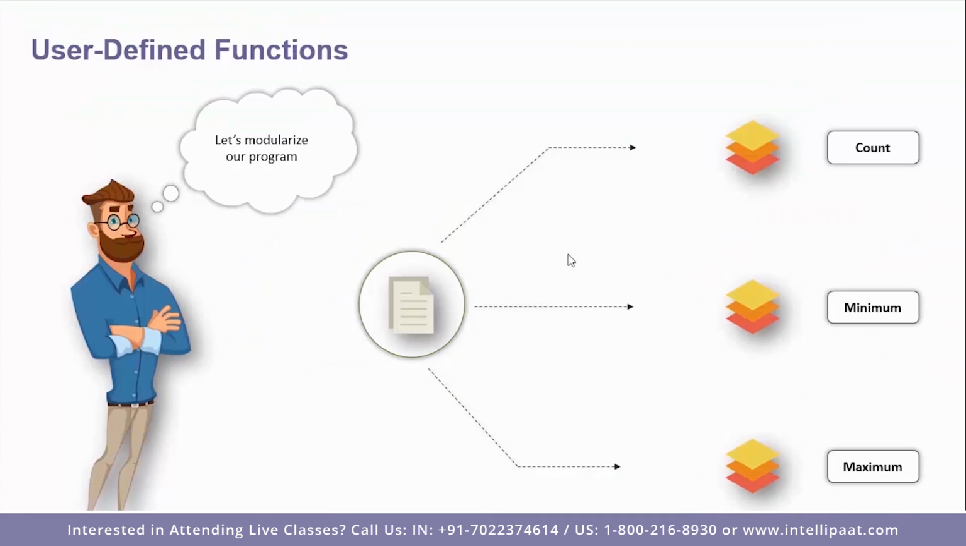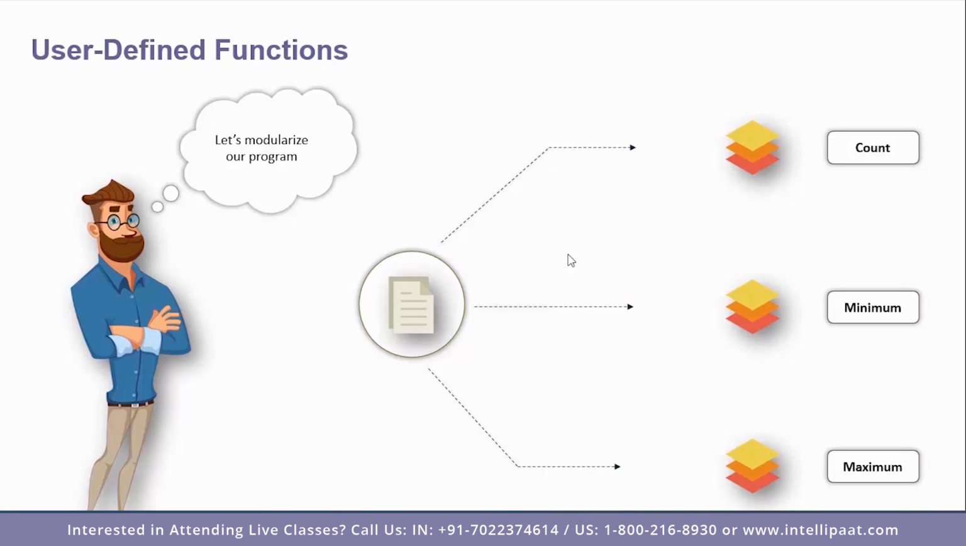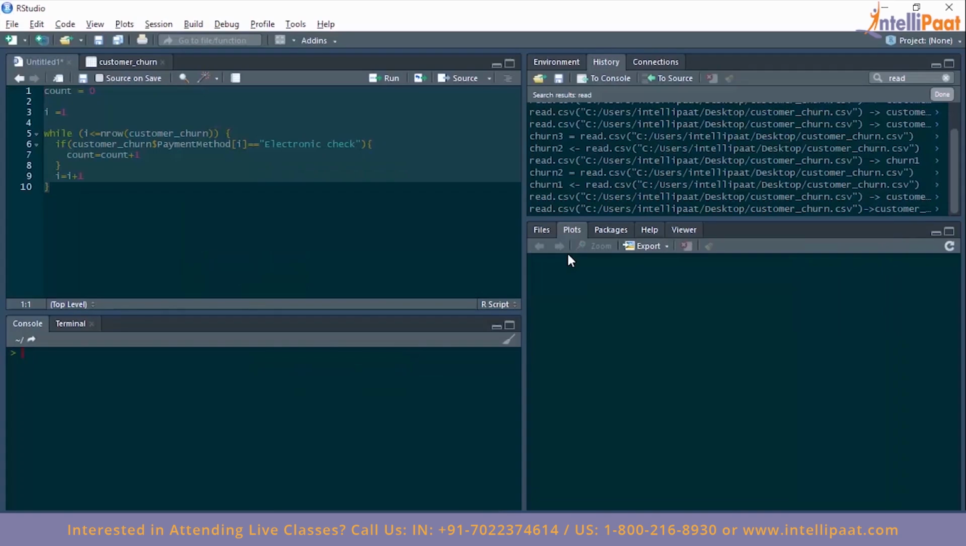Then we have user defined functions. So these basically help us to modularize our entire program. Let's say if we wanted to find out the minimum and maximum values of every column. So all we need to do is create two functions, min and max, which can be applied on all the columns. So let's go to RStudio and create some user defined functions.